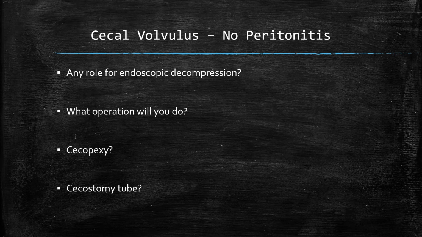Your go-to operation is a right colon resection with primary anastomosis. These other operations like cecopexy and cecostomy tube, although they may make a certain amount of sense just talking about them, practically they just aren't very useful to you.